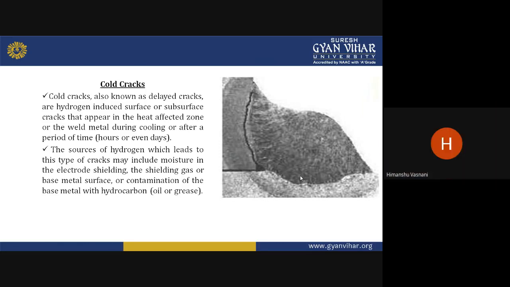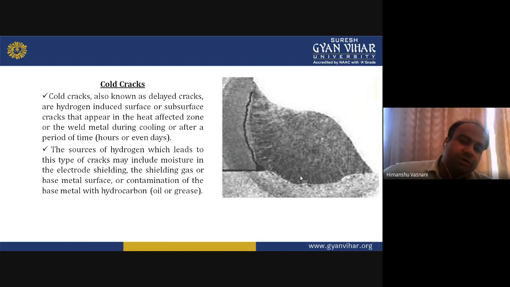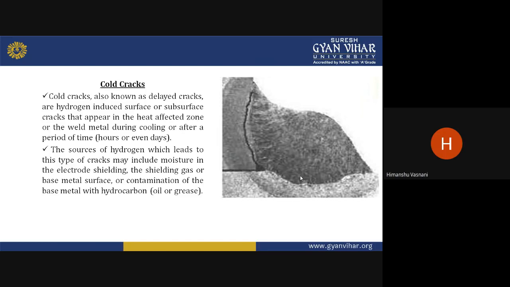The source of hydrogen which leads to this type of crack may include moisture in the electrode shield, the shielding gas, or the base metal surface, or contamination of the base metal with hydrocarbon, oil or grease. These problems normally occur when the base material has a layer of oil or grease, or when there is moisture in the electrode shielding. These cracks may occur; it is not certain that they will not occur.